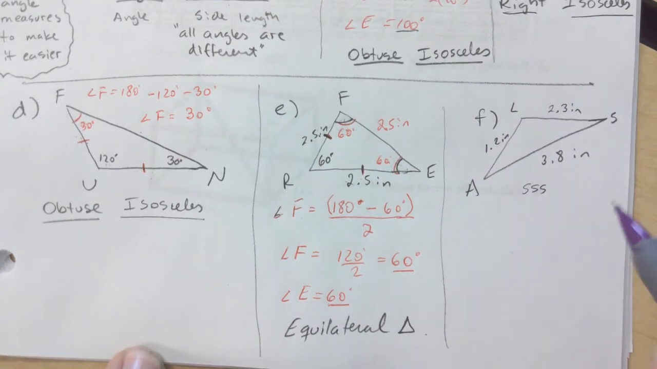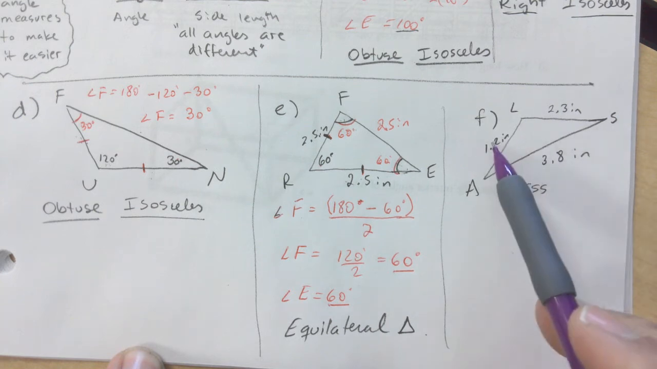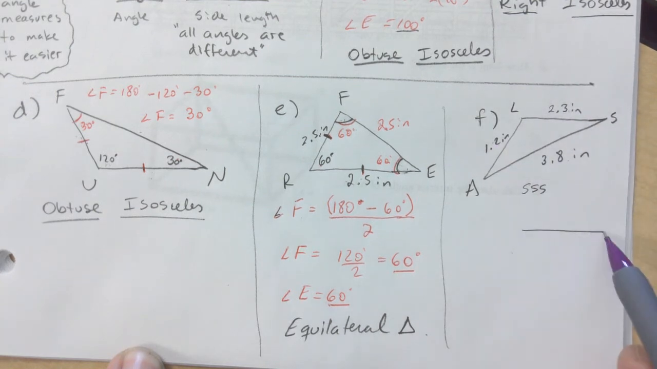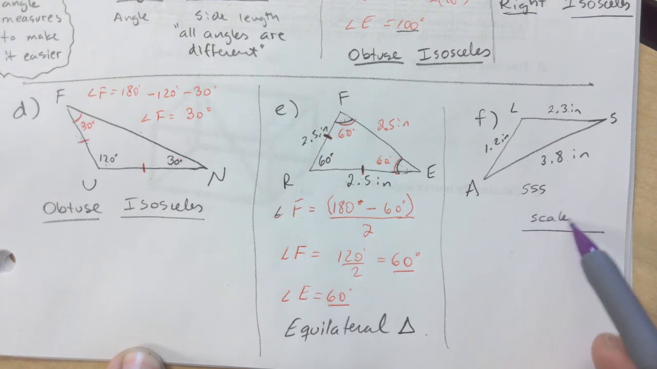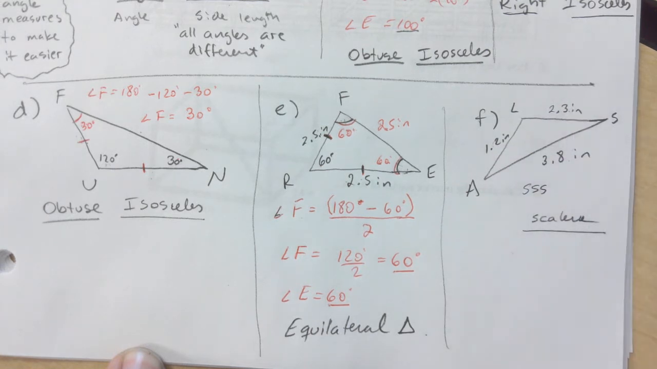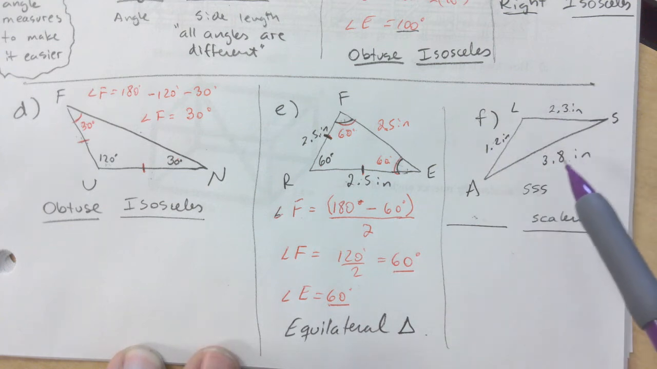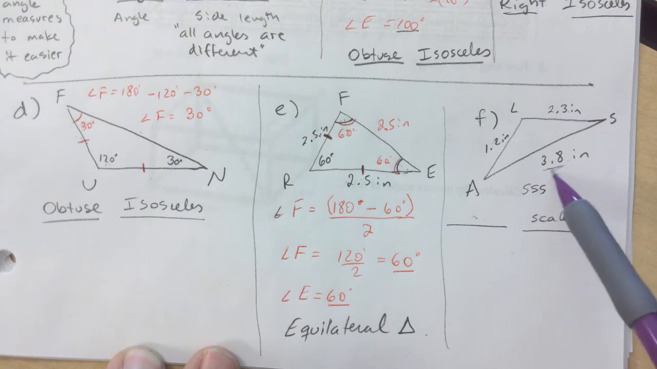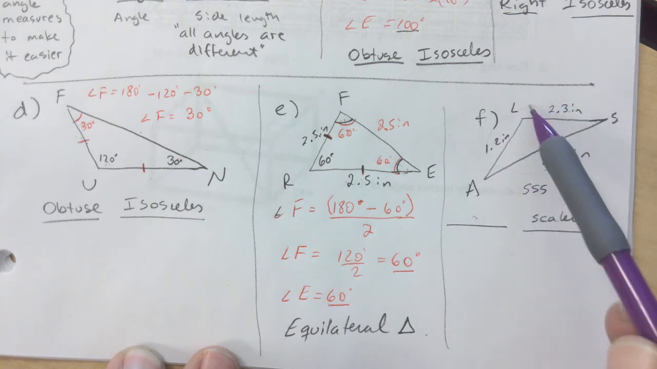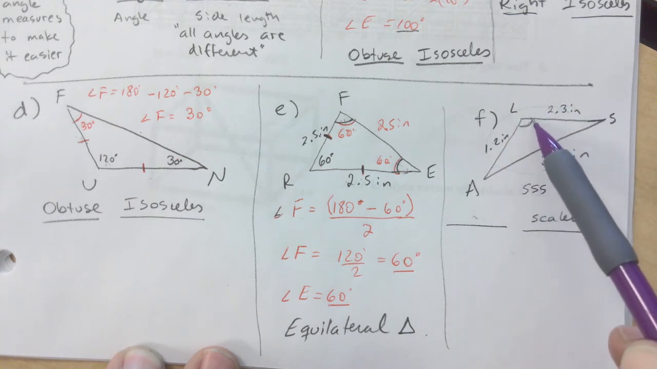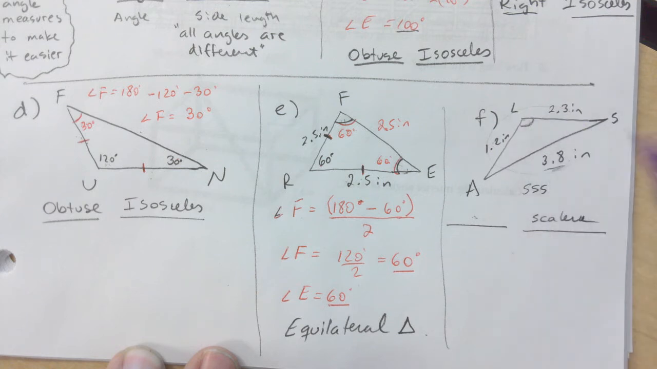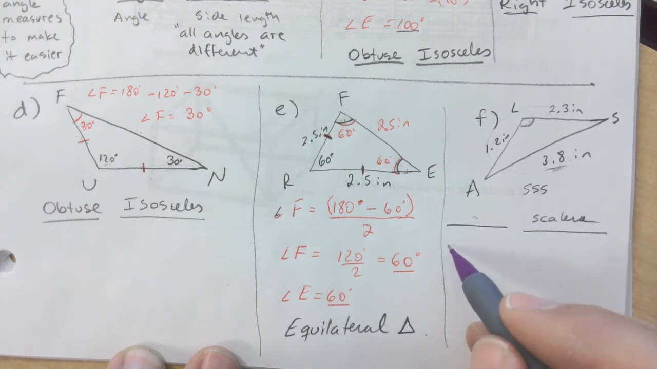This is a side, side, side. We know by looking at the side that this is scalene. Right? They're all different. But we need to find out the angles. I would always recommend, and I told you this, when it's SSS, you always find the biggest angle first. So let's go ahead and do that.